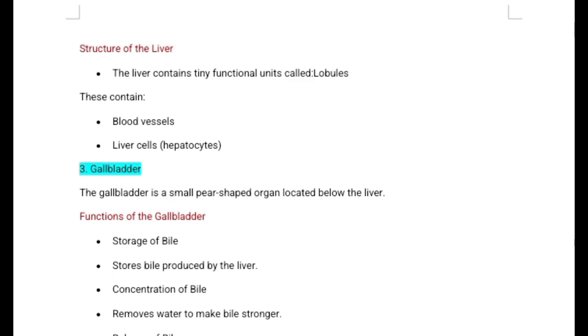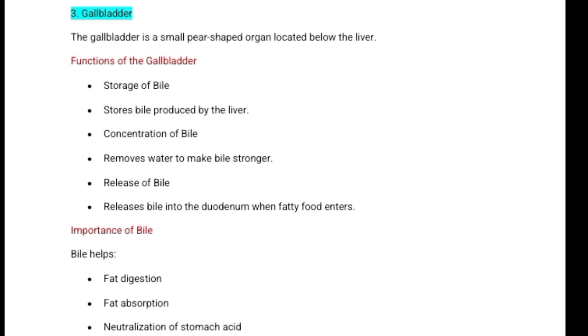3. Gallbladder. The gallbladder is a small pear-shaped organ located below the liver. Functions of the gallbladder: storage of bile, stores bile produced by the liver. Concentration of bile, removes water to make bile stronger. Release of bile, releases bile into the duodenum when fatty food enters. Importance of bile. Bile helps fat digestion, fat absorption, neutralization of stomach acid.